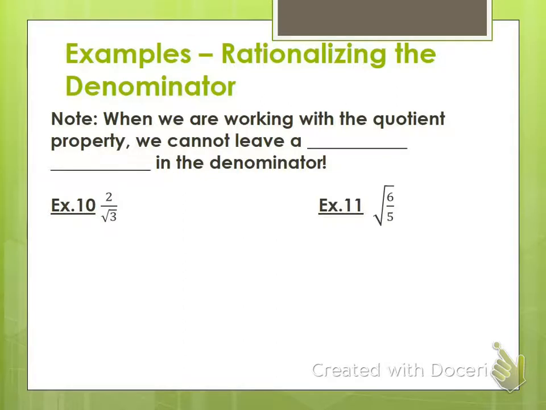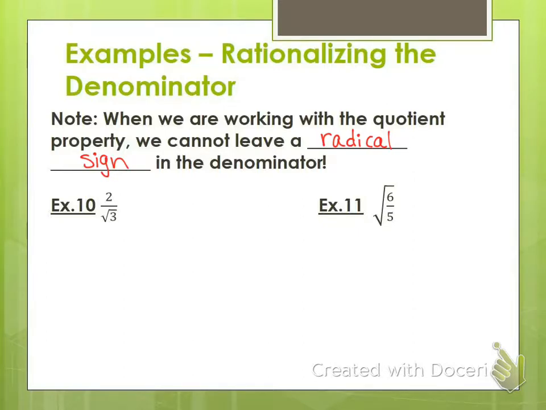All right, rationalizing the denominator. When we are working with the quotient property, we cannot leave a radical sign in the denominator. Not allowed. So we have to rationalize it. Does anybody remember the process for rationalizing? Ataya? Multiply the numerator and the denominator by the radical.